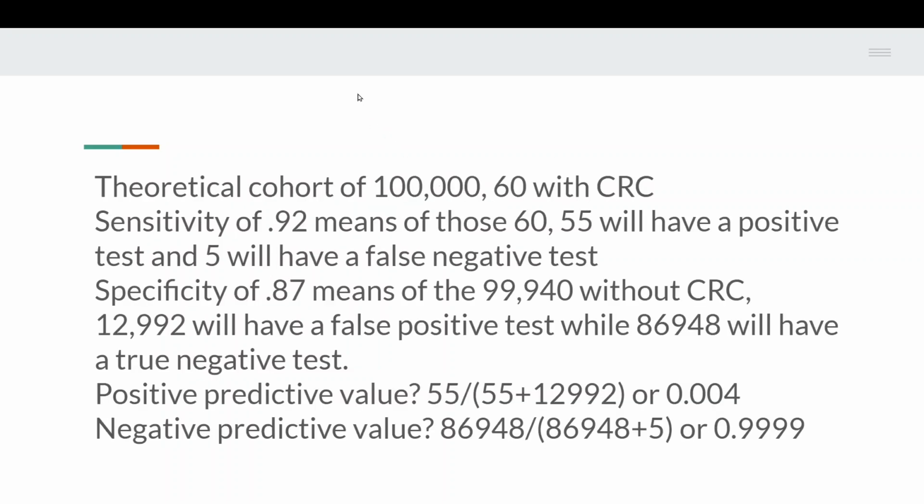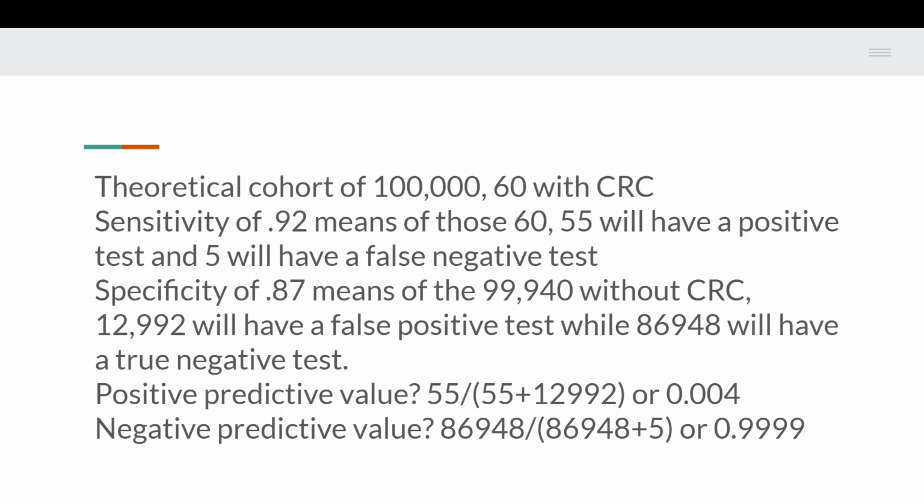Let's take a theoretical cohort of 100,000 people that we're going to screen using Cologuard. 60 of those will have colorectal cancer, because we got that statistic from the previous slide. Sensitivity of 0.92 means that of those 60, 55 will have a positive test and 5 will be false negatives.